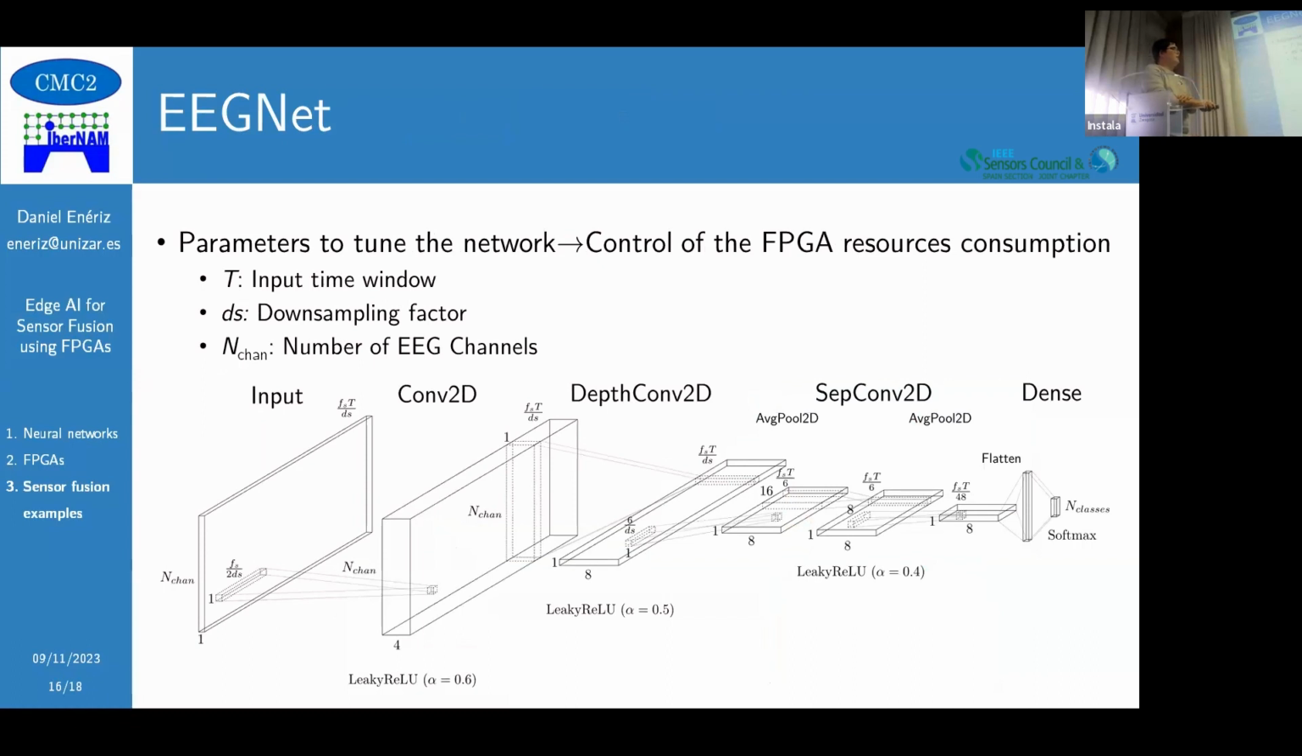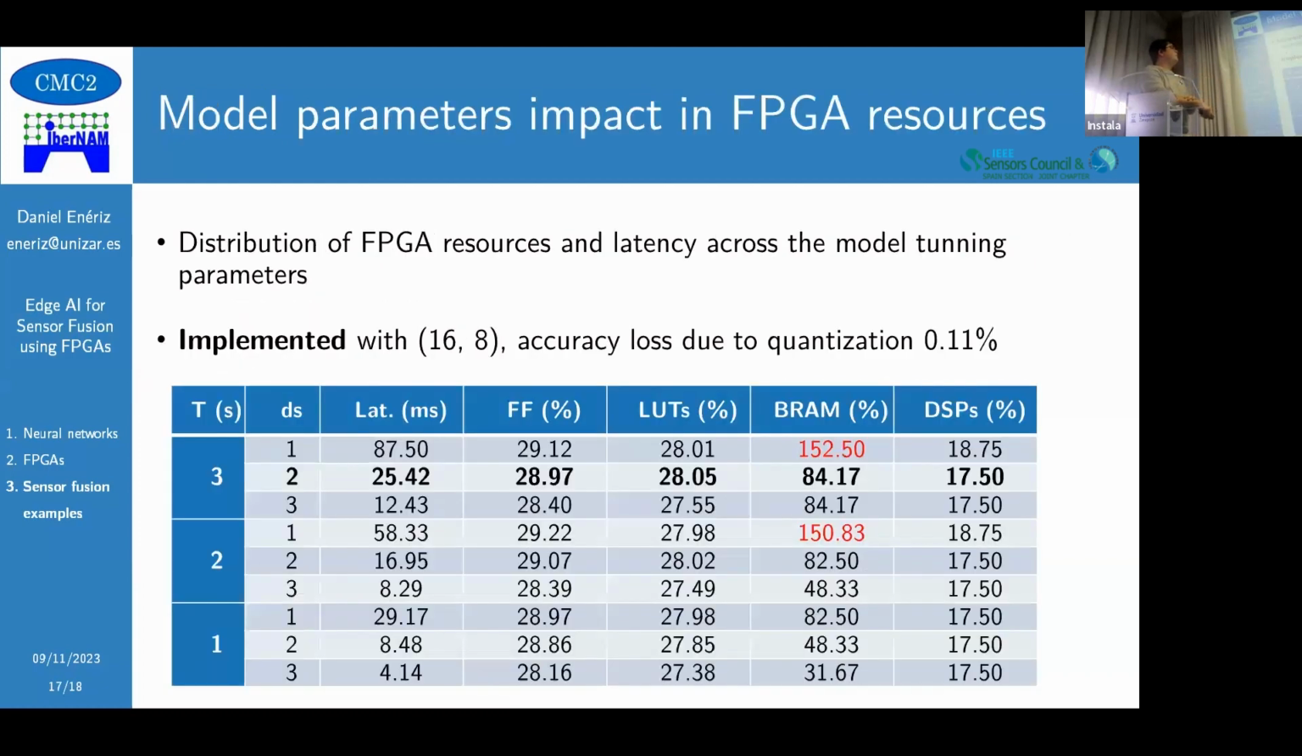And since it's bigger than the MLPs we have been working with, we decided to parameterize its input in order to control the size of the entire network. And in this way, we are controlling the cost it has on the FPGA resources once implemented on the FPGA. We have three different parameters: T, which is the input time window; DS, which is the downsampling factor; and the number of channels, which up to the moment has been fixed to 64, but we have plans to reduce it.